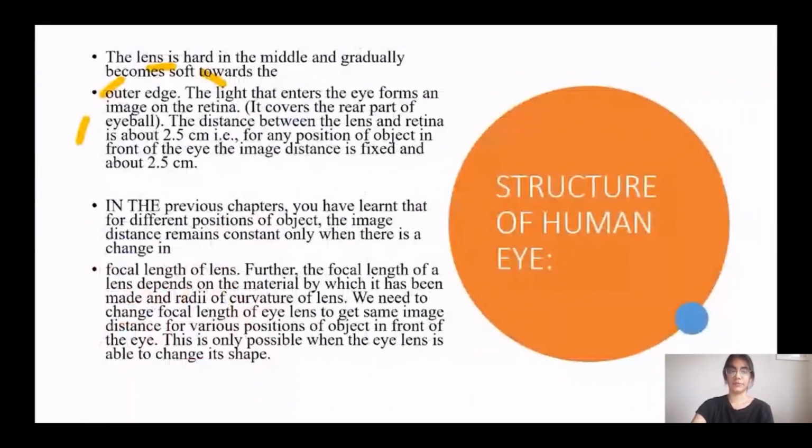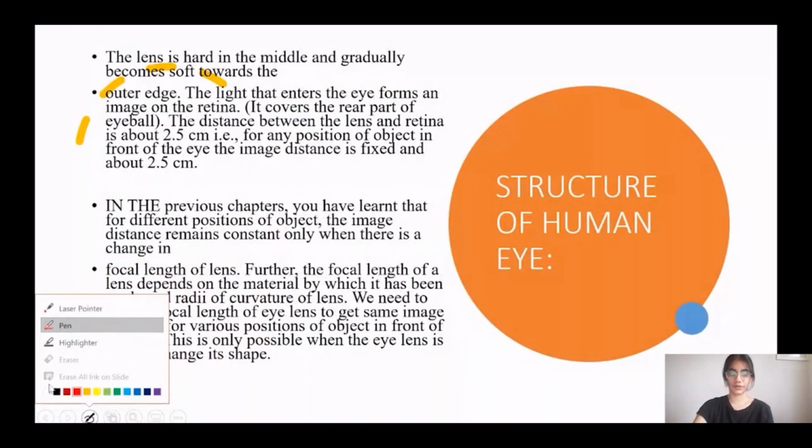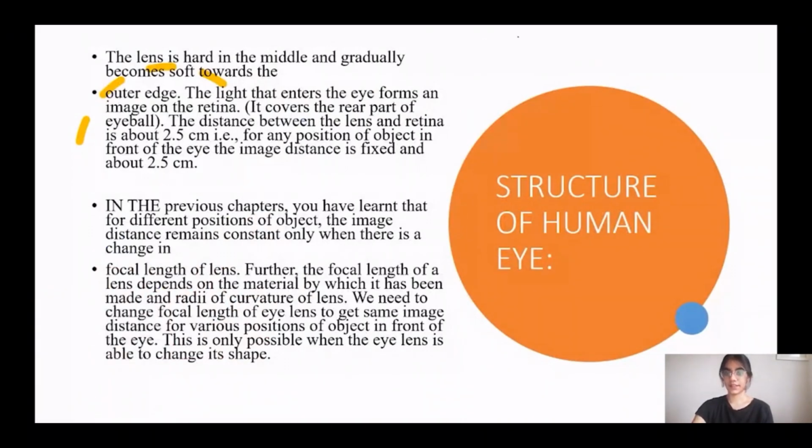The lens is hard in the middle and gradually becomes soft on the outer side. So this is our eye lens, which is spherical in shape. It is saying that exactly in the middle part, the material is harder than that on the edges. Here it is held by your ciliary muscles, and every time you have to see an object at a varying distance, these ciliary muscles contract or expand this lens, or they change the shape and size of the lens, and that is why at the edges it's usually softer than that in the middle.